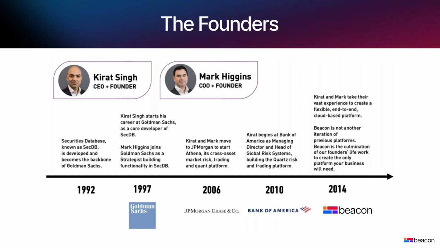In 2006, Kirat and I moved together to JP Morgan and started Athena, which is version 2 of this thing. We built it all from scratch, updated all the technology, improved some of the stuff that in hindsight we realized we did suboptimally in SecDB, and spent 4 years deploying that to a bunch of businesses at JP. And then in 2010, Kirat went to Bank of America and started Quartz, which is like version 3 of this thing. And again, spent 4 years deploying it out to thousands of different developers and end users there.